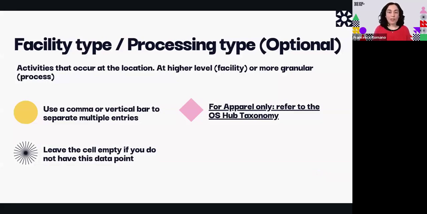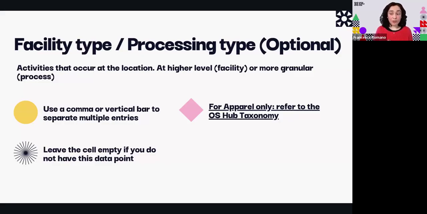Now let's quickly look at the optional data points. The first one is facility type, processing type. This is similar to the sector and product field, meaning that it also contains two separate data points. The facility type is actually the type of production location itself. So for example, office, headquarters, warehousing, raw material processing, and similar. The processing type is actually the type of activity that takes place in the production location. So it could be assembly, coating, packaging, and so on.